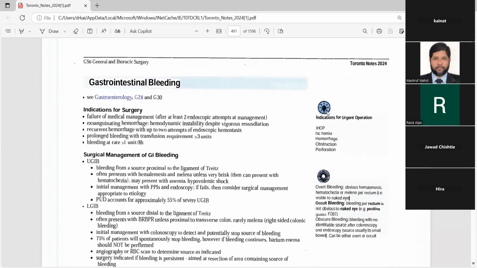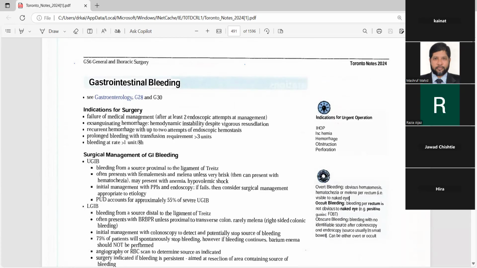Then gastrointestinal bleeding, that's important. How you're going to approach a case, because the upper GI bleed and lower GI bleed, both can present even in emergency, both in family medicine. We have seen a lot of cases in family practice too. So don't just limit it to emergency medicine.